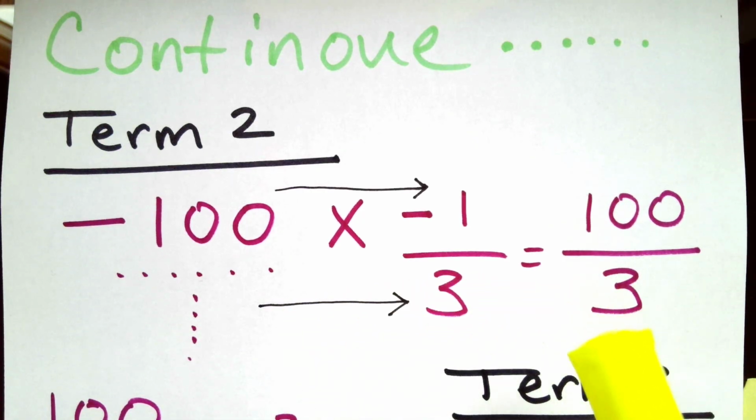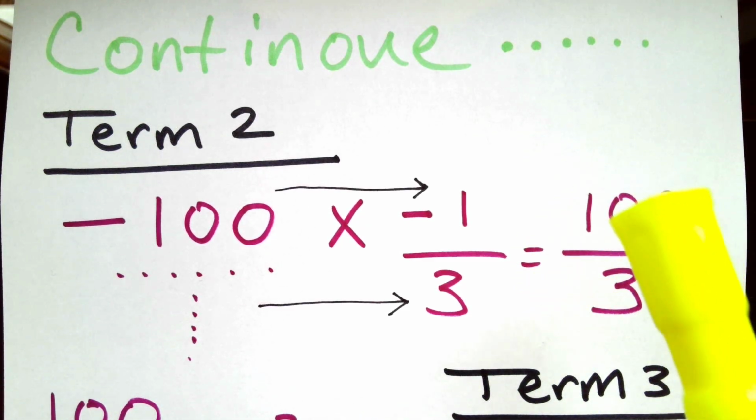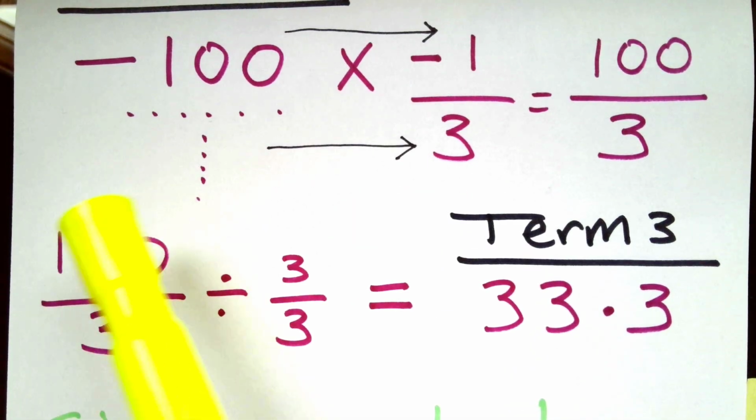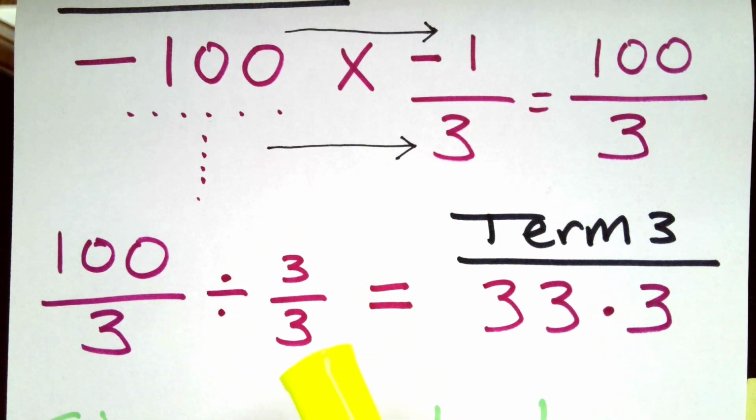Now, I want to reduce or simplify this fraction. So what I'm going to do is divide 3 into top and bottom. I know 3 divided by 3 gives me a remainder of 0, right? I can divide evenly 3 into 3. So then I'm also going to divide 3 into 100. And 3 divided by 3 in the denominator, the bottom part of the fraction, gives me that invisible 1. 100 divided by 3 gives me 33.3. Wow, look at that. That's our third term.